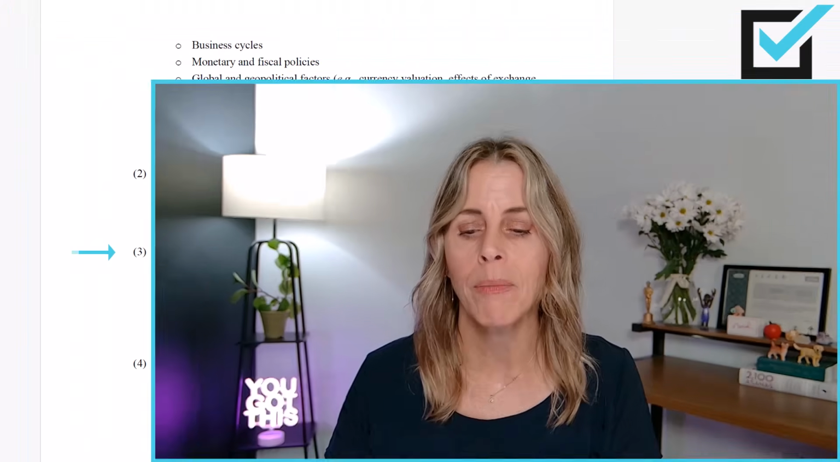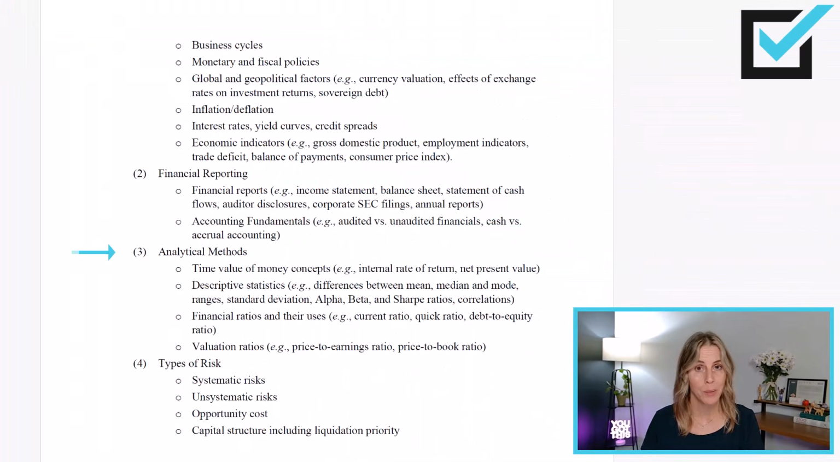Another topic, analytical methods: time value of money, internal rate of return, net present value, descriptive statistics, differences between mean, median, and mode, ranges, standard deviation, alpha, beta, and Sharpe ratios, correlation, financial ratios and their uses, current ratio, quick ratio, debt to equity ratio, valuation ratios, price to earnings ratio, price to book ratio, types of risk, systematic risks, unsystematic risks, opportunity cost, capital structure, including liquidation priority.